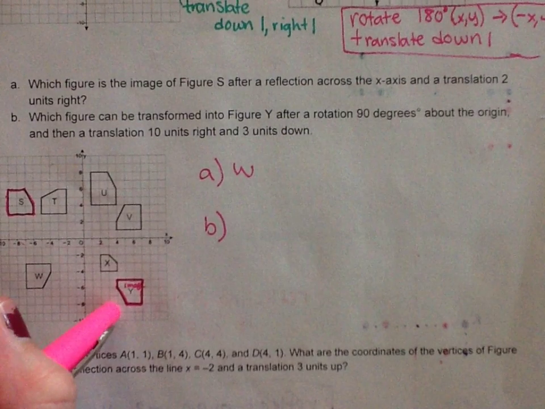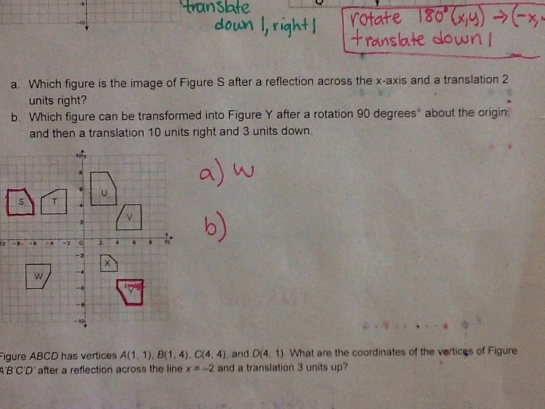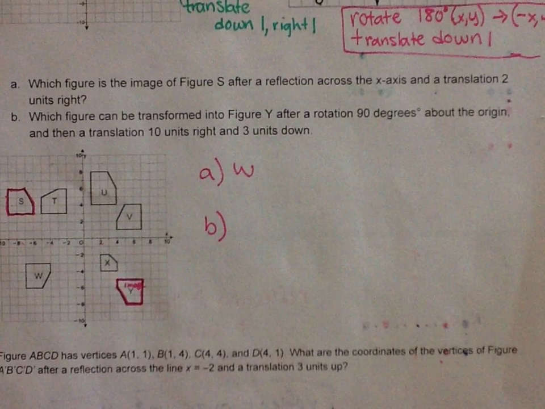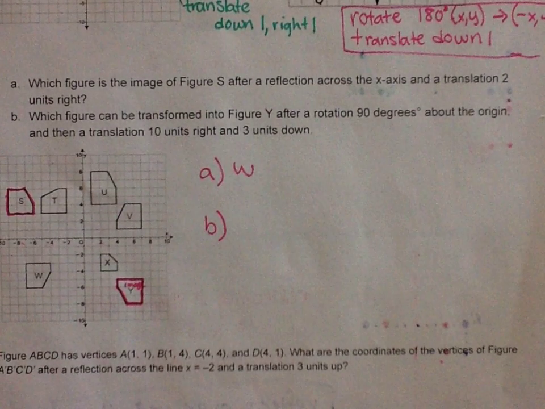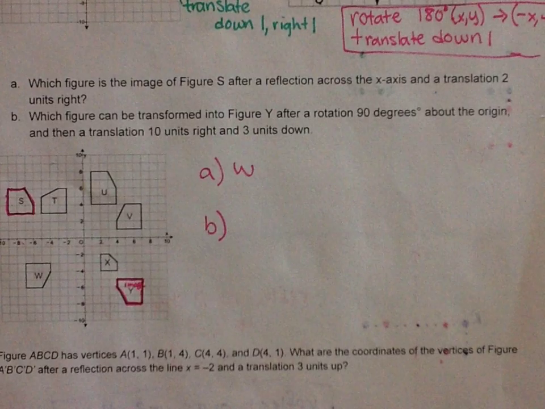Does that make sense? Okay, so which letter did I have to rotate 90 degrees and then translate 10 units right, 3 units down in order to get to Y?